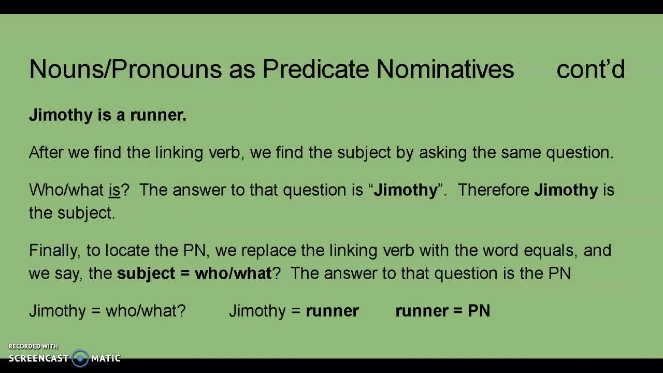After we find the linking verb, we find the subject by asking the same question that we asked before. Who or what did the verb? In this case, who or what is? The answer to that question is Jimothy. Therefore, Jimothy is the subject. So finally, to locate the predicate nominative, we replace the linking verb with the word equals, and we say the subject equals who or what. The answer to that question is going to be your predicate nominative, your PN. So Jimothy equals who or what? Jimothy equals a runner. So runner is the predicate nominative.